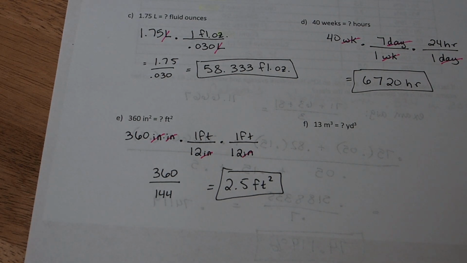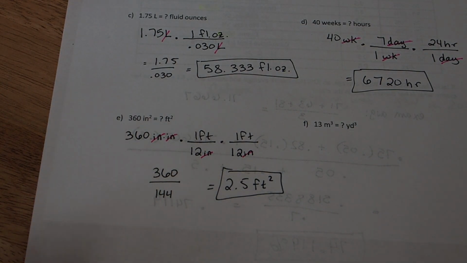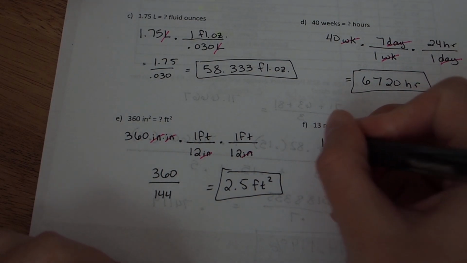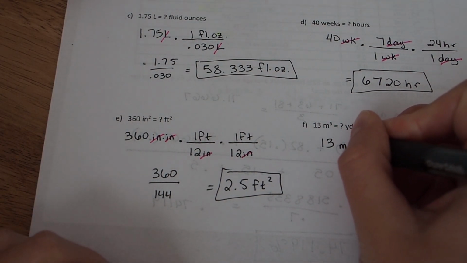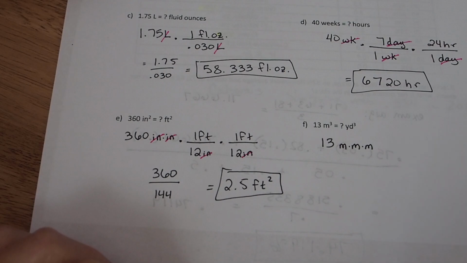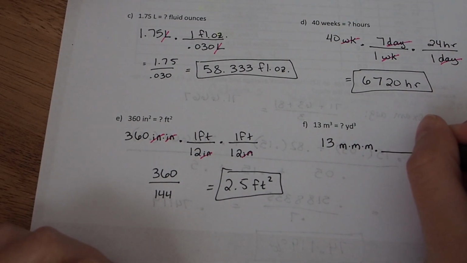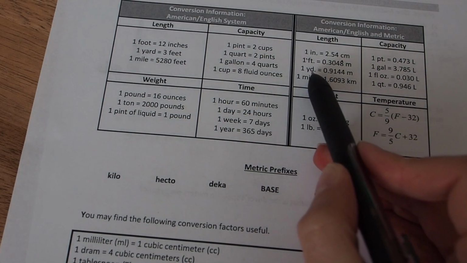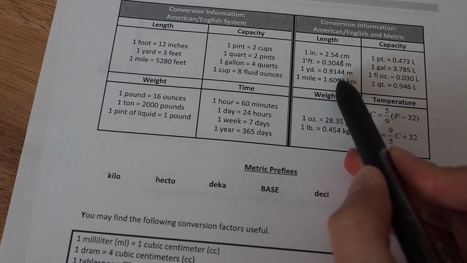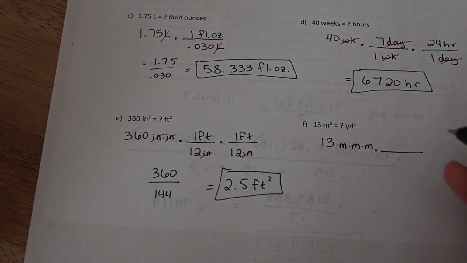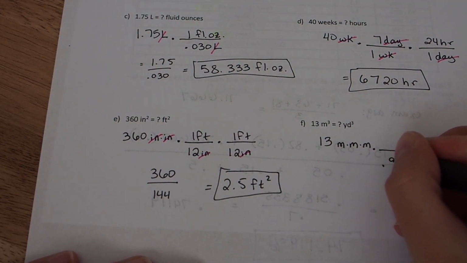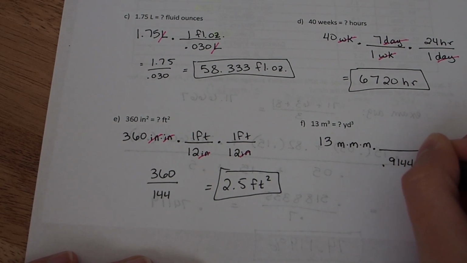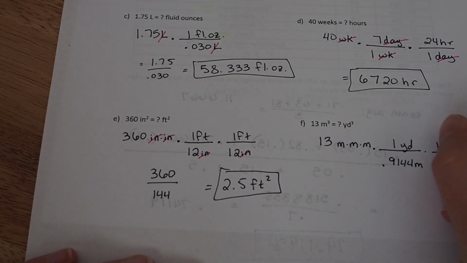Letter F is going to be similar, but instead of square meters, I'm going to have cubic meters. So this is 13 meters times meters times meters. And I want to turn this into yards. I'm going to need to use the same conversion fact 3 times. The conversion fact from meters to yards is that 1 yard is equal to 0.9144 meters. Meters are on top, so meters need to go on bottom. 0.9144 meters is 1 yard. I need to write that 3 times to cancel each of those meters.